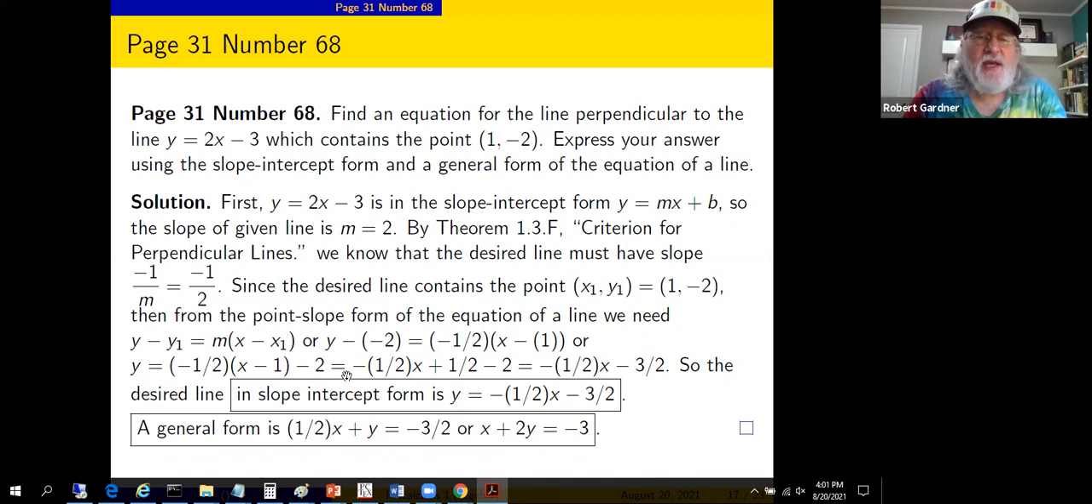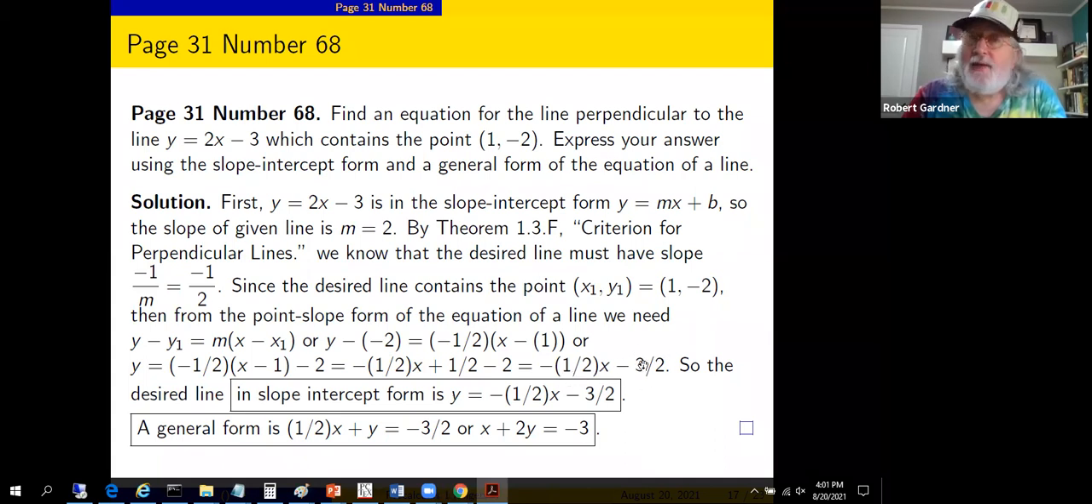Do the arithmetic. Negative 1/2 times x, negative 1/2 x. Negative 1/2 times negative 1 is positive 1/2. We still got the negative 2 on the end. 1/2 minus 2 is negative 3/2. That produces this on the right-hand side.